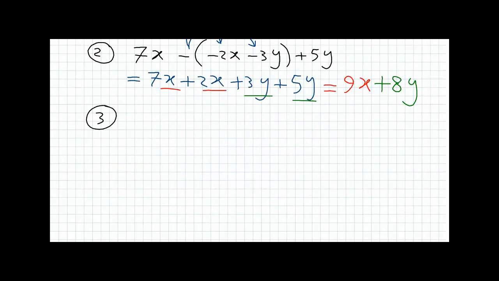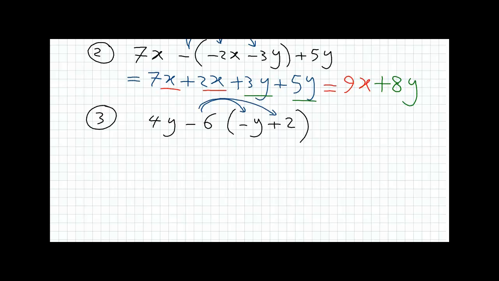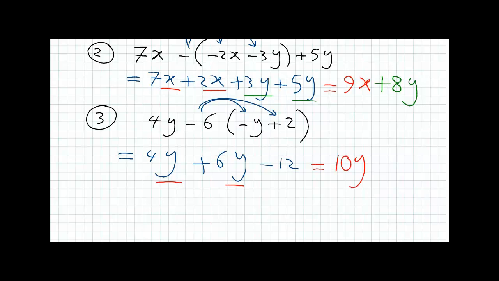Example 3. To simplify here, we need to open parentheses. So the first term comes down. Negative 6 times negative y, this will give us positive 6y. Negative 6 times positive 2, this will give us negative 12. Now we can see that we have two like terms here. We can combine them. So we have 10y minus 12 as a final answer.